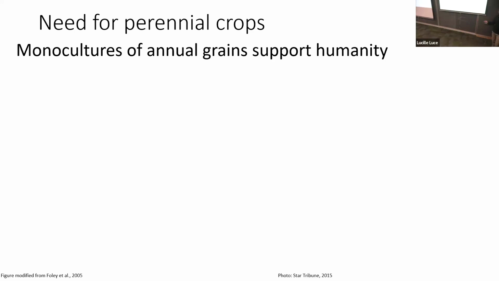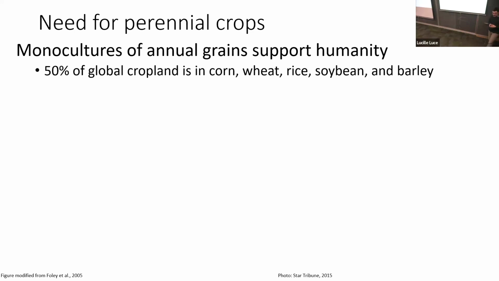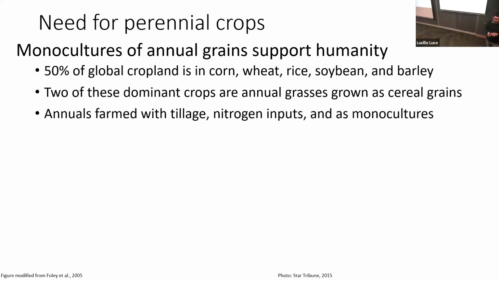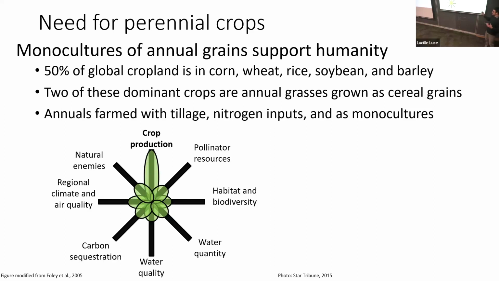Currently our agricultural system is dominated by these annual monocultures. And they're critical, though, for supporting humanity. 50% of our global cropland is occupied by these 5 species. And if you look at these species, 2 of them are dominant cereal annual grains. And most of these, in a lot of parts of the world, are farmed with annual tillage, intensive use of pesticides and fertilizers, and other inputs, and largely as monocultures. So this is sort of the situation we have.